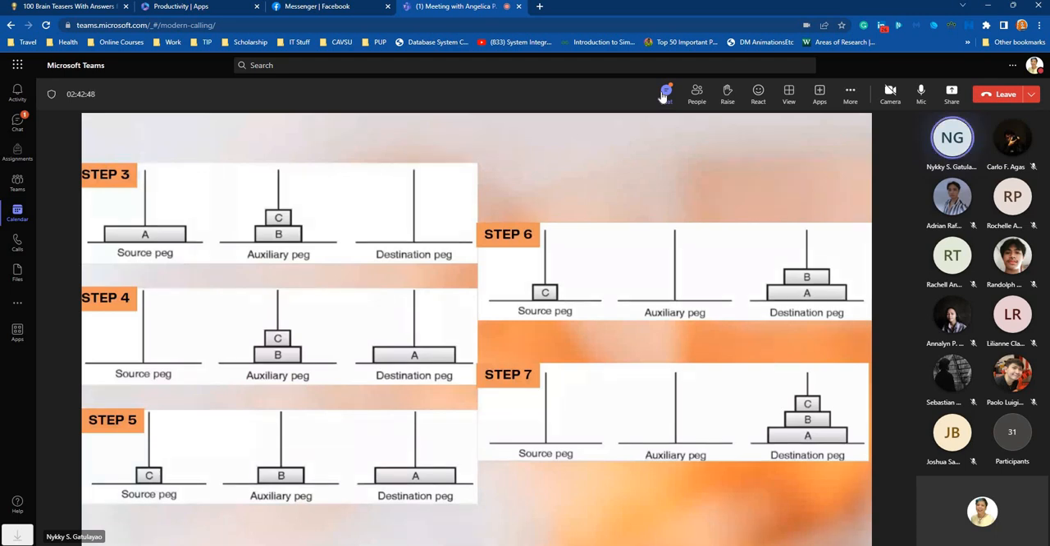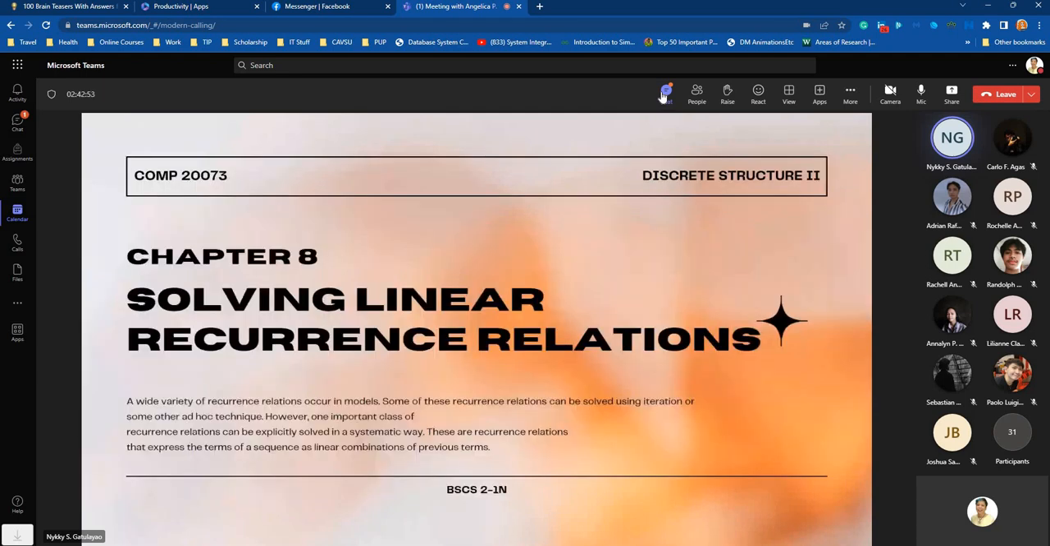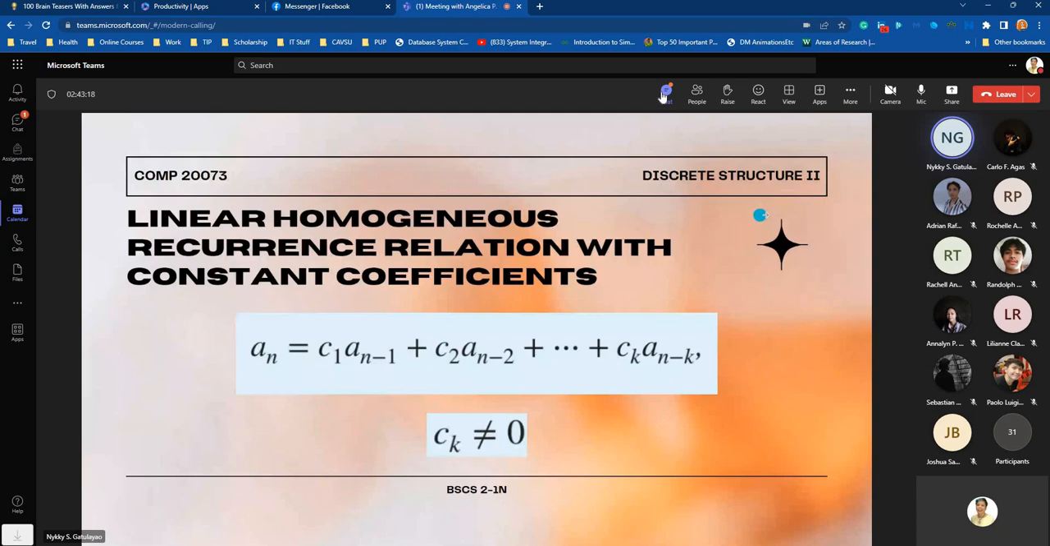Now, let's discuss solving linear recurrence relations. A wide variety of recurrence relations occur in models. Some of the recurrence relations can be solved using iteration or some other ad hoc technique. However, one important class of recurrence relations can be explicitly solved in a systematic way. These recurrence relations express the terms of a sequence as a linear combination of the previous terms. So let's discuss linear homogeneous recurrence relations with constant coefficients.